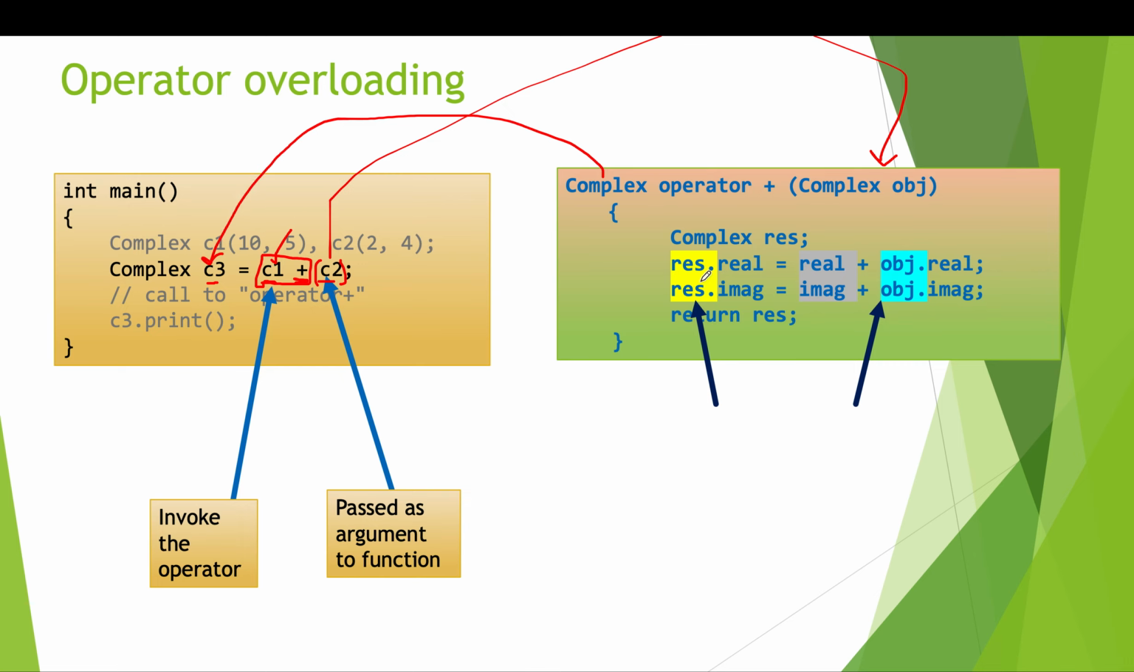Now we are coming inside it. It says res.real is equal to real plus obj.real, and res.imaginary is equal to imaginary plus obj.imaginary. Now obj we know is this input. Res is where the addition will happen, and we are going to return the value. Now what are this real and imaginary? This real and imaginary are the real and imaginary part of the object using which we have called the function, that is C1's real and imaginary. So it's going to be something like this.